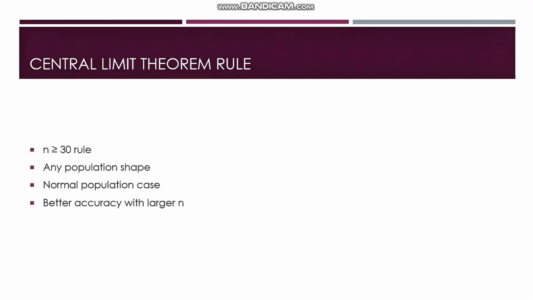The central limit theorem states that if the sample size is at least 30, the sampling distribution of the sample means is approximately normal. This is true for any population distribution. If the population itself is normally distributed, then the sampling distribution will be normal for any sample size. Large samples give a better approximation.